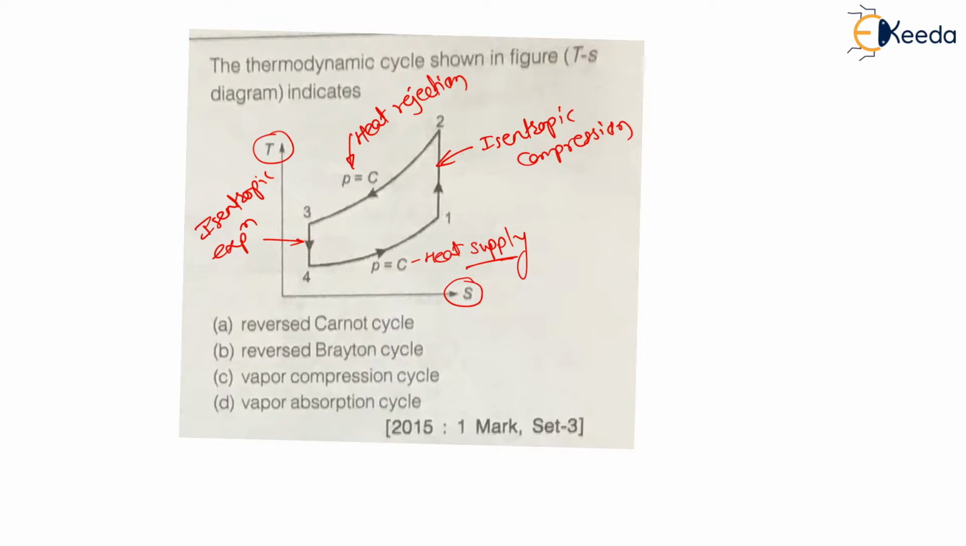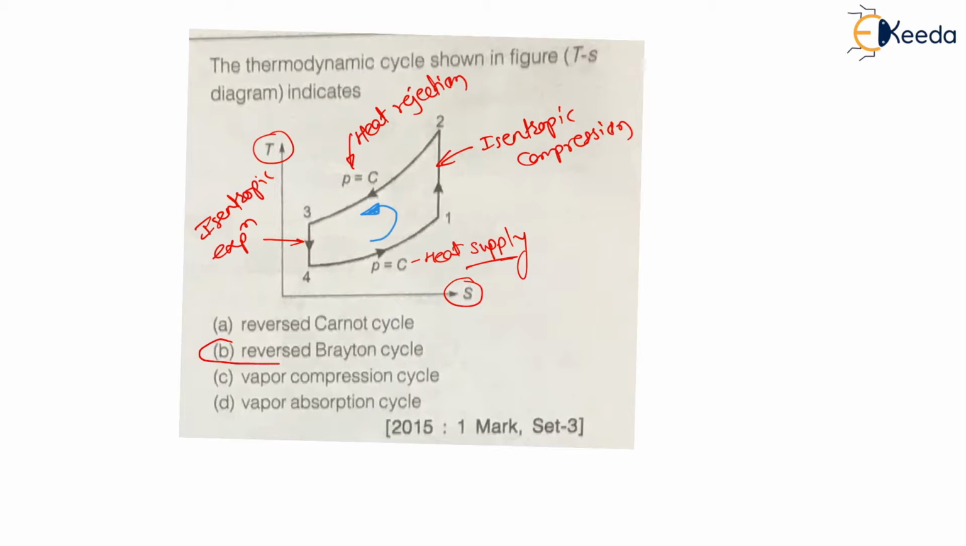And my dear students, this cycle is going in the anti-clockwise direction. As this is an anti-clockwise direction, it is a refrigeration cycle. All refrigeration cycles are work consuming cycles, and work consuming cycles always move in the anti-clockwise direction. And here the heat supply and heat rejection are at constant pressure, and the compression and expansion are reversible adiabatic, that is isentropic. Therefore this is a reverse Brayton cycle.